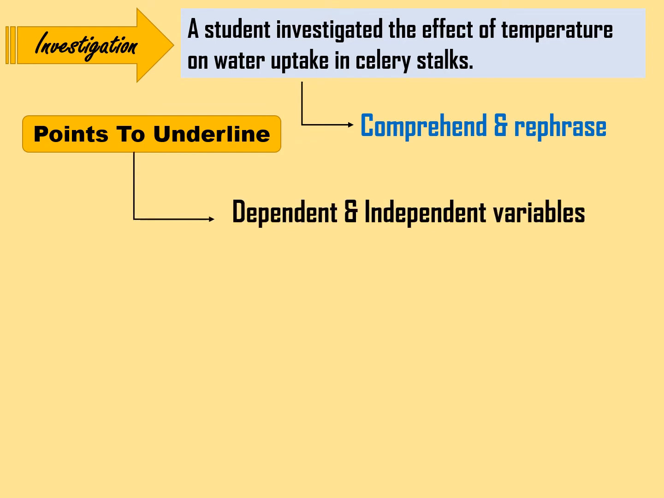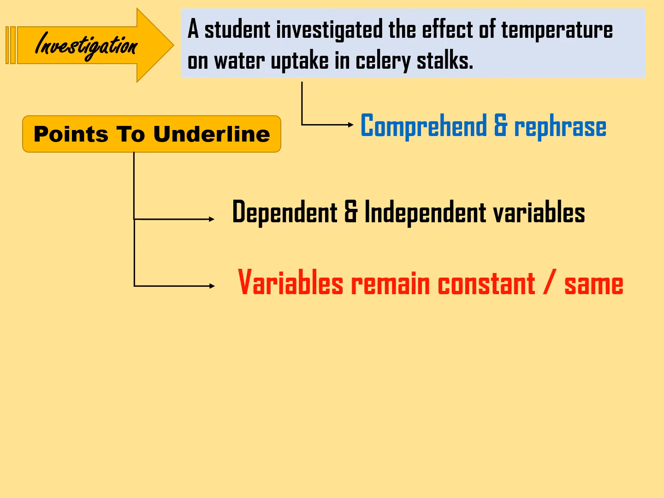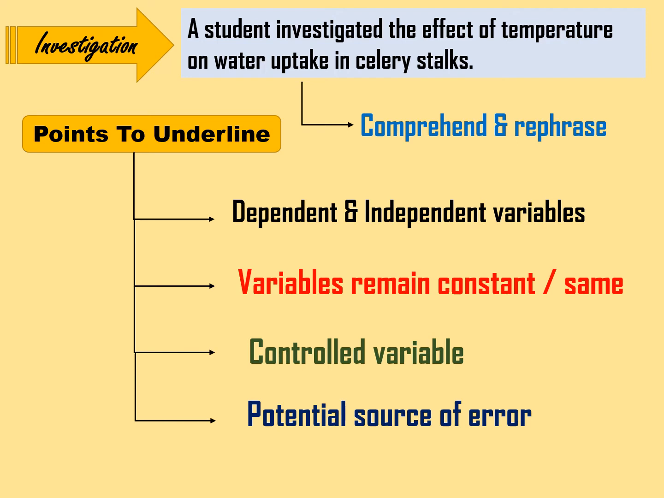Number one, the dependent and independent variables. Number two, the variables that remain constant or the same. Number three, the controlled variables. And number four, the potential sources of error.